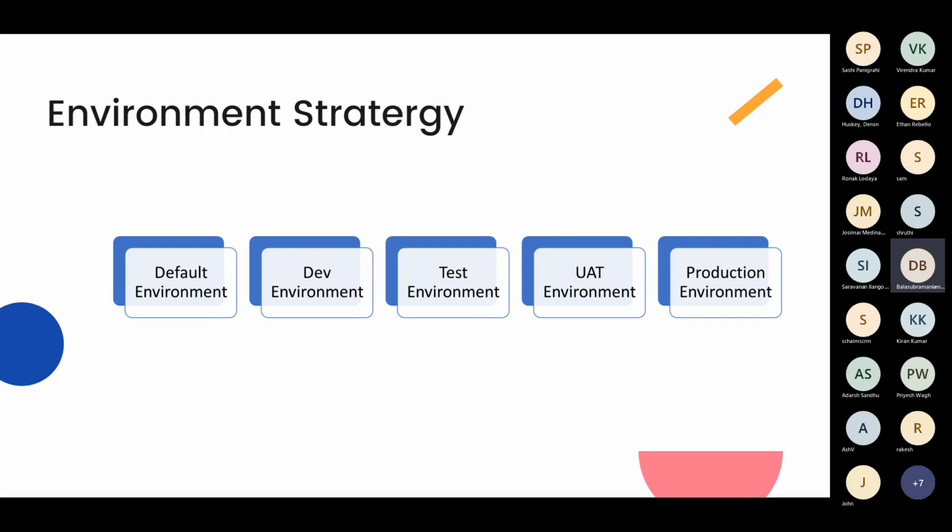The UAT environment is the fourth one we are seeing on the screen, and this is mainly for the business users. Once everything is completed, the business users will come into the picture and start validating all the user stories in Azure DevOps. They will go through all the user stories and validate against the acceptance criteria. Once they feel everything is fine and give the go-ahead, that will get promoted to the production environment. This UAT environment is accessible only to the business users.